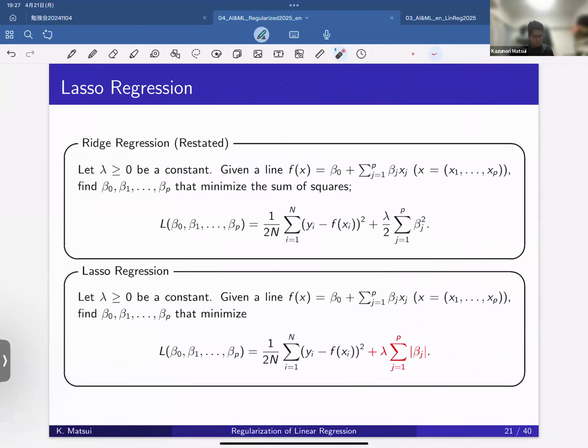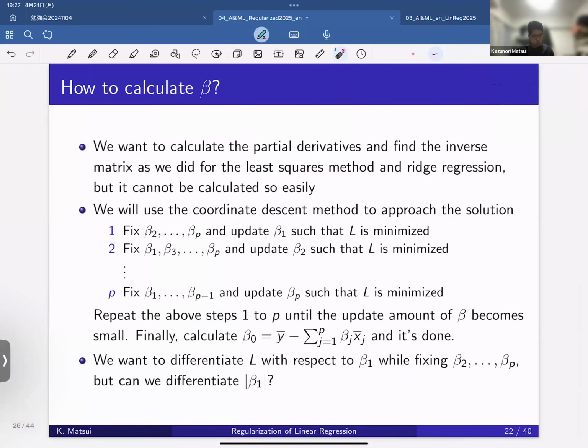In ridge regularization, we added the square of the parameters, but in lasso, we changed this part to the sum of absolute values of the parameters. How do we calculate this? For the least squares method and ridge regression, we calculated the partial derivative and found the inverse matrix, but this approach doesn't work well for lasso regression. There is no practical method to obtain the solution in one step. Instead, we consider a method to gradually approach the solution. Let's consider the coordinate descent method.